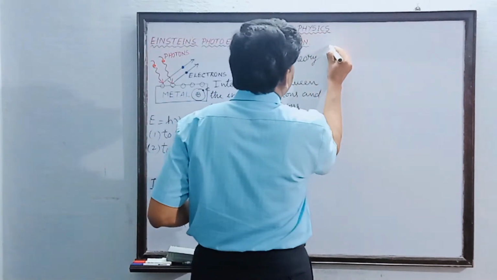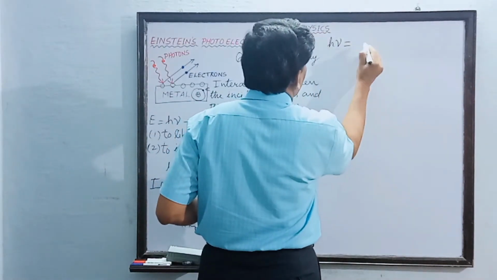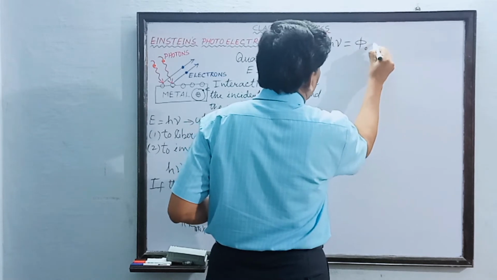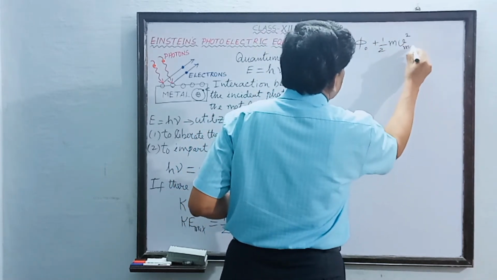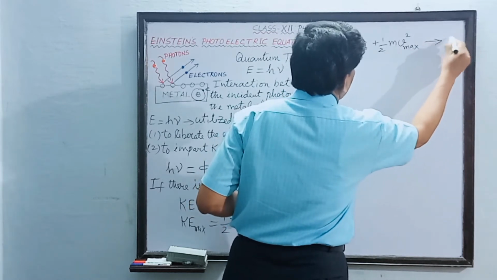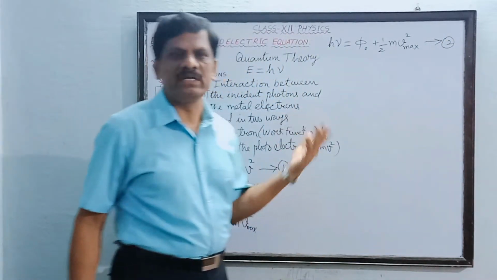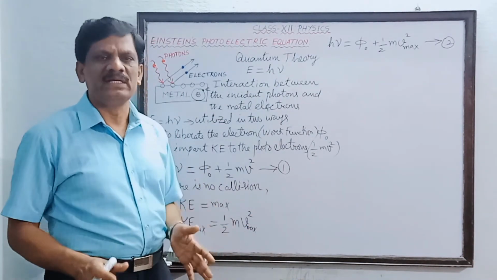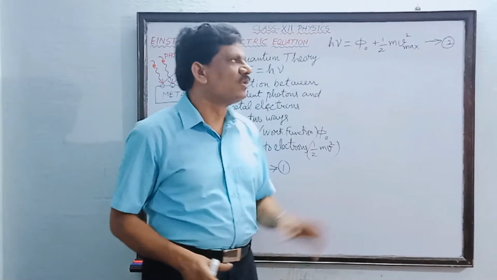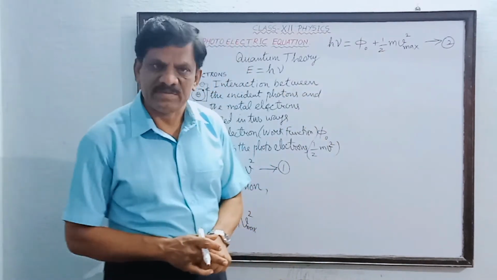So in the first equation I am going to write half mv maximum square. So now what is happening? hν is equal to work function φ₀ plus half mv² maximum. So that is equation 2. Have you all understood how we have got equation 2? By assuming there is no collision among the emitted photoelectrons, so the kinetic energy is maximum.